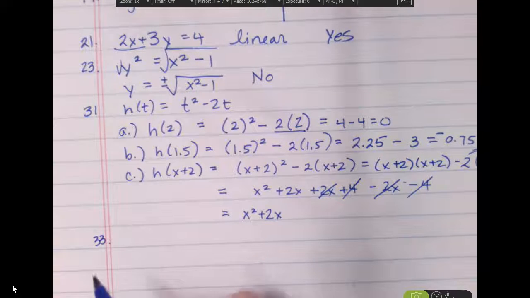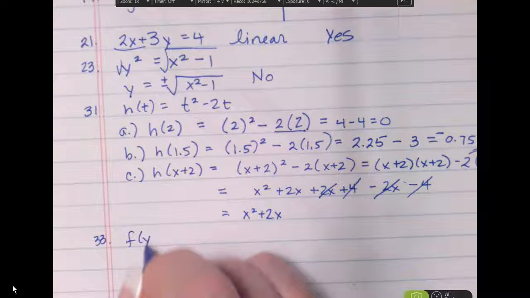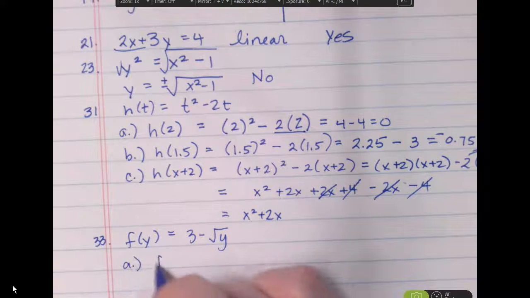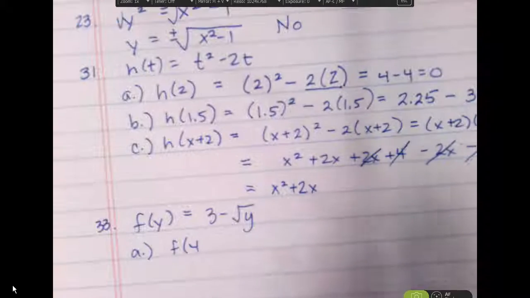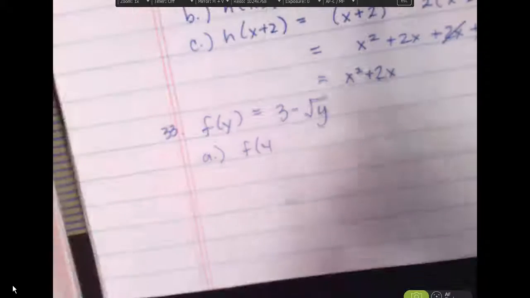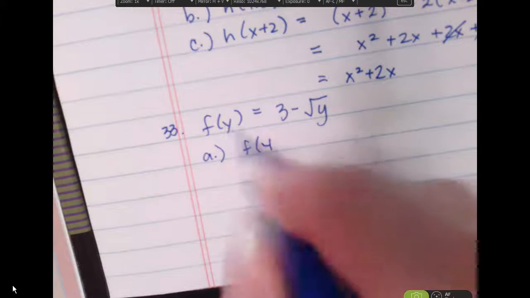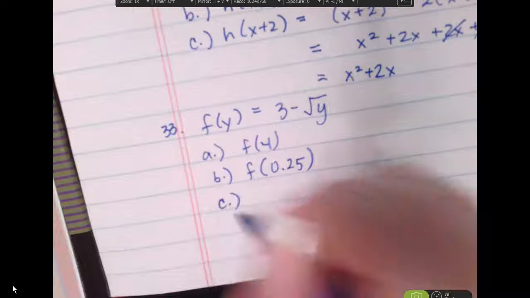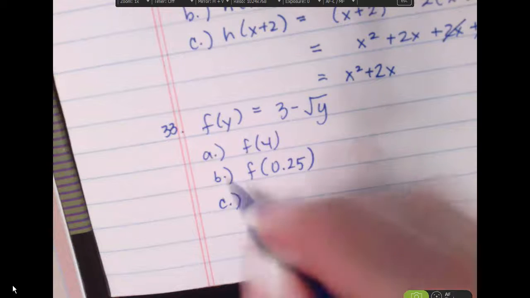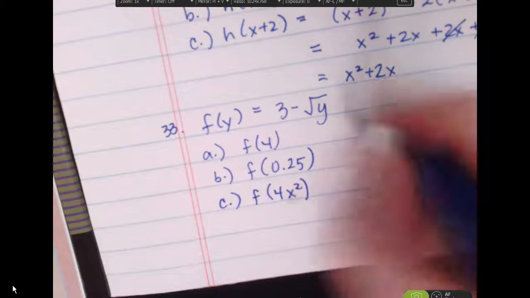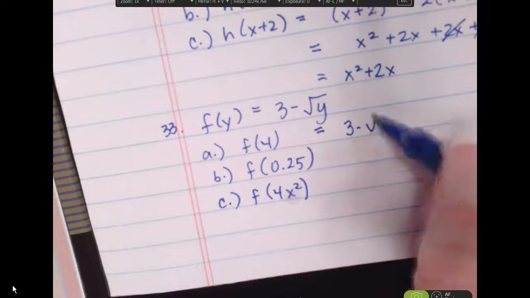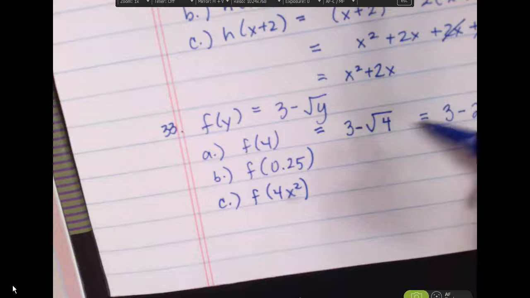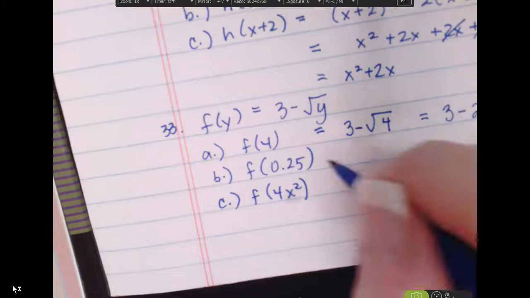For number 33, my function f of y equals 3 minus the square root of y, and I want to evaluate f of 4, and f of 0.25, which is 1/4, and then f of 4x squared. And remember, when we substitute, we're going to erase our y and replace it with the value. So 3 minus square root of 4 is 2, and that's treated as an exponent. So I'm going to work that first, and I get 1.